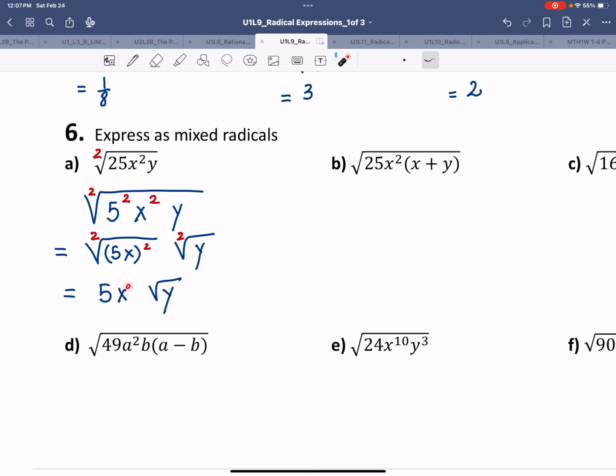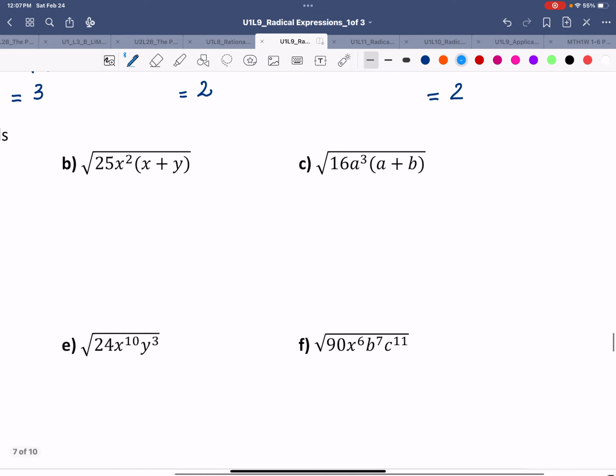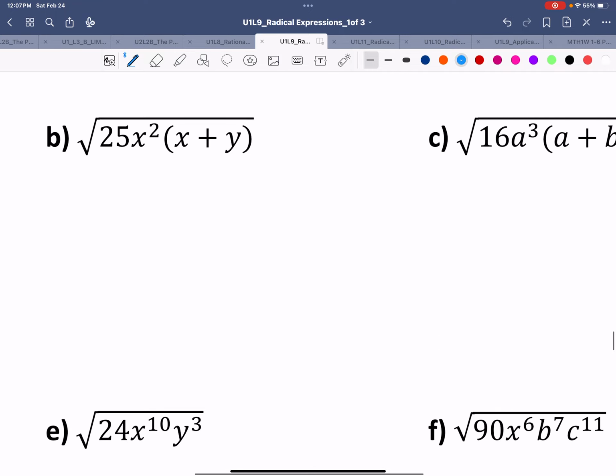So to protect x from being negative, we're going to wear some absolute value symbol here. And this would be the final answer. Let's continue with the next question.